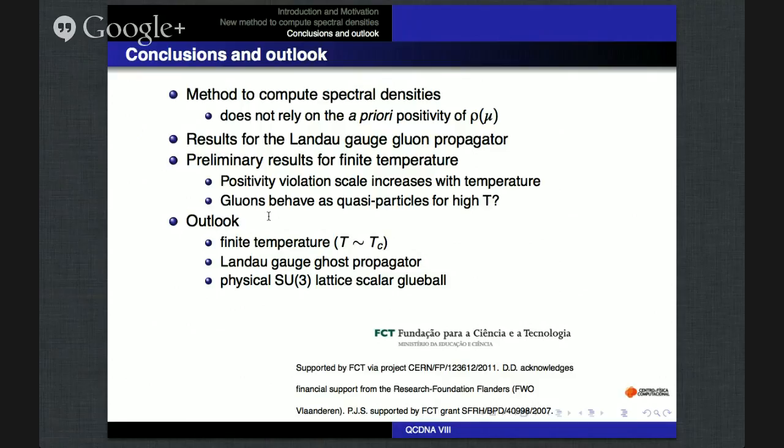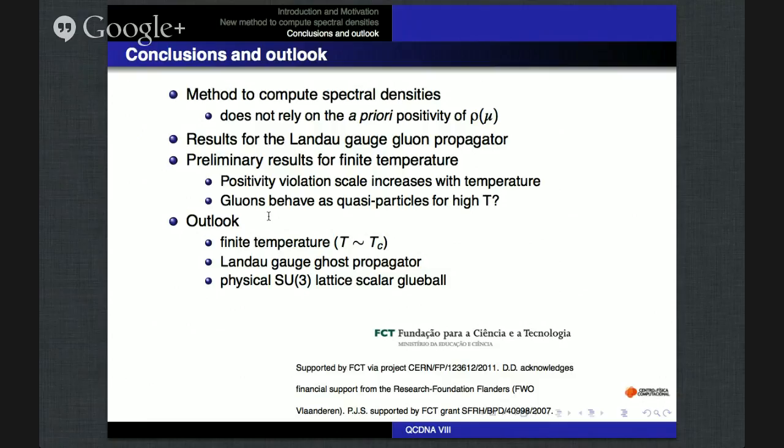Yes. Our preliminary results 2 years ago showed some peak in the spectral density, but we used another method. I have presented here an updated method to compute the spectral density. In our previous method there were some problems, some instabilities. But nevertheless, I can show you the plot. The results suggest a peak near a mass of 1.7 GeV or something like that.